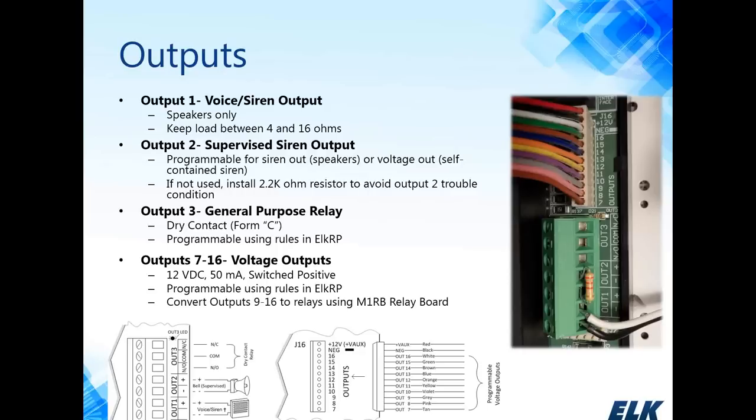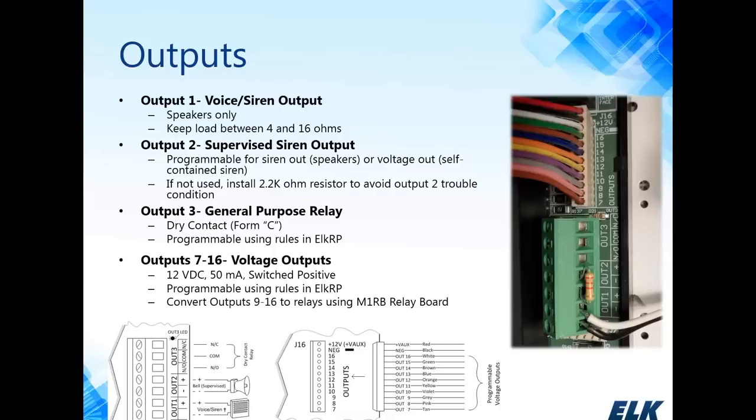Output 2 is a supervised siren output, typically used for exterior sirens or speakers. It's programmable so that you can use the M1's built-in siren driver. There's no spoken voice through output 2, it's just siren sounds. Or you can switch it to a voltage output for a self-contained siren, in which case the output is rated at 12 volt DC at 1 amp. So make sure if you're using a self-contained siren that you don't exceed that 1 amp current rating.